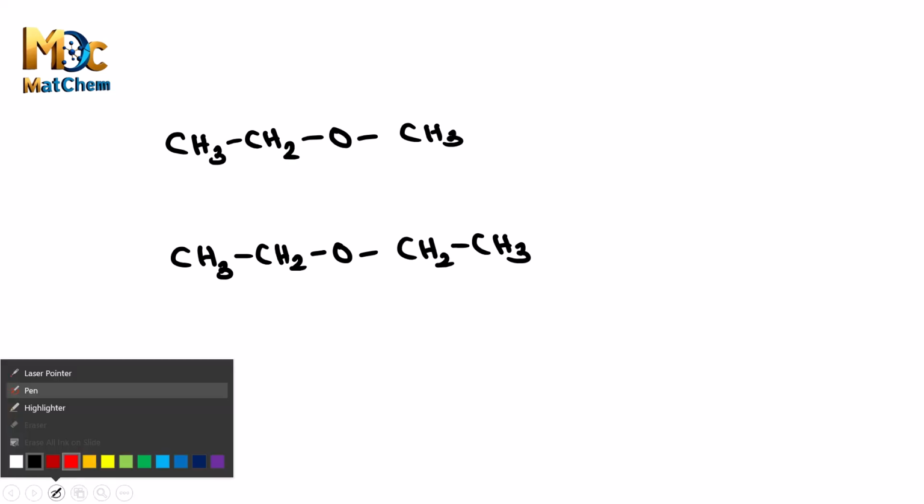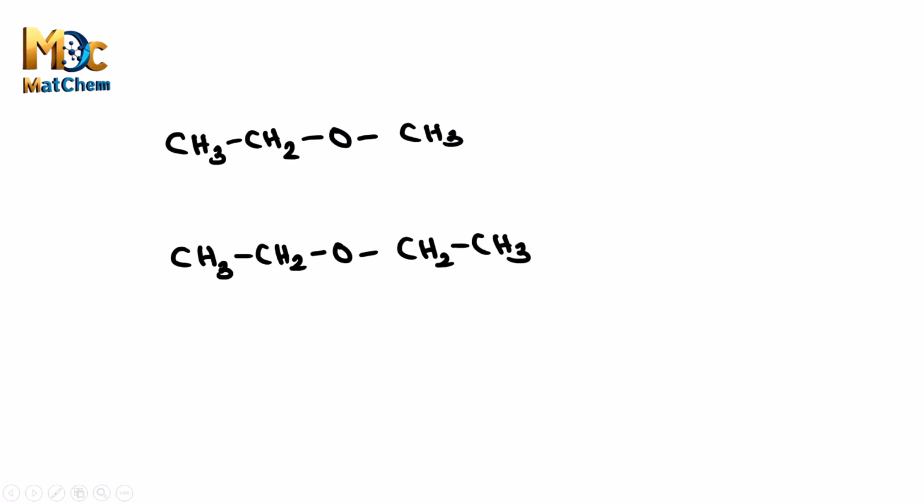In this particular video, we will be discussing the IUPAC nomenclature of ethers. How can we name the ethers? What is an ether? Ethers are basically organic compounds with, on either side of the oxygen, either an alkyl group or an aryl group. So these are the examples.